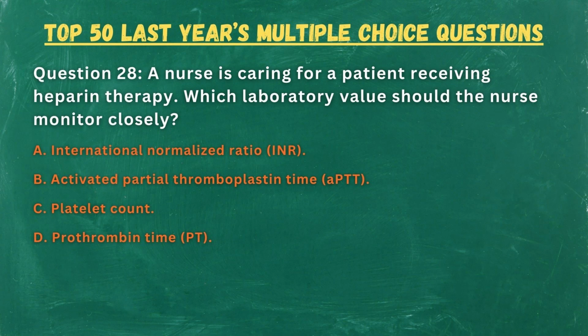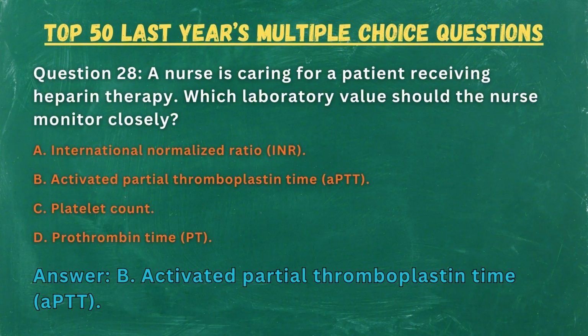A. International Normalized Ratio, INR. B. Activated Partial Thromboplastin Time, APTT. C. Platelet count. D. Prothrombin time, PT. Answer: B. Activated Partial Thromboplastin Time, APTT.